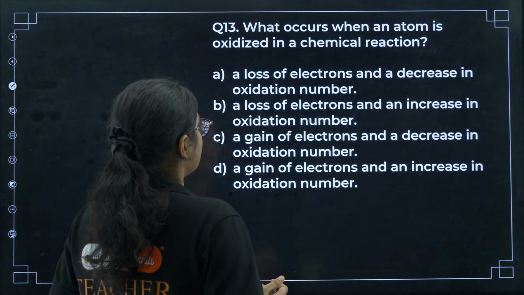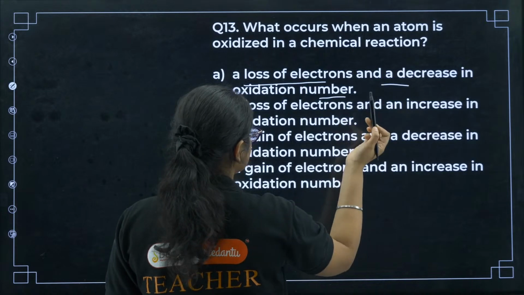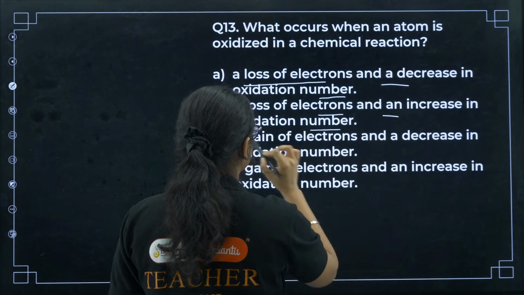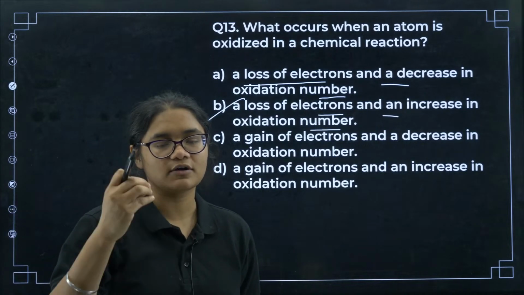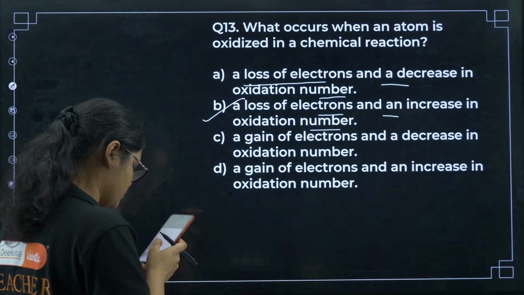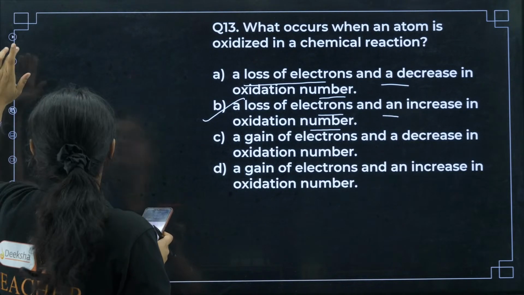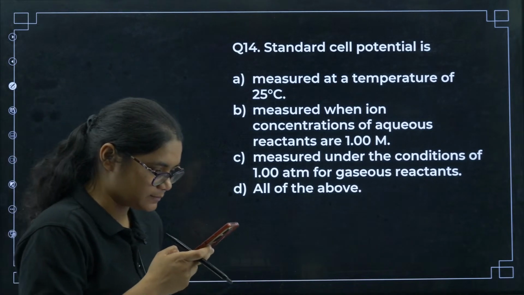Okay, next, so what happens here? A loss of electrons and decrease in oxidation number, or loss of electrons and increase in oxidation number? When oxidation takes place, there is loss of electrons and the oxidation number increases. Yes, all of you are correct here. Next, question number 14. Standard cell potential is, a very simple question this one.